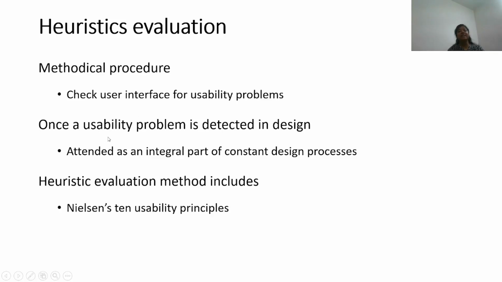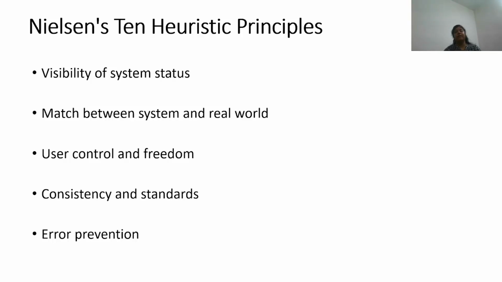Once a usability problem is detected during the design phase, it will be attended to as an integral part of the constant design process. The heuristic evaluation method includes Nielsen's 10 most important usability principles. So now we will start listing Nielsen's 10 heuristic principles.